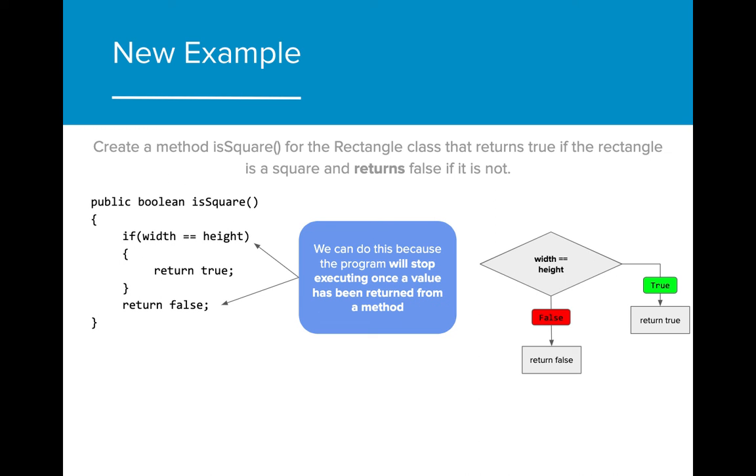This works because the program will stop executing once a return statement is executed. If the if statement is executed, the return statement will return true and stop running the method. If the if statement is not executed, then the return statement outside of the if statement will be executed instead, and false will be returned. We can see in the diagram on the right that the true statement doesn't return back to the statement, as return values effectively end the method.